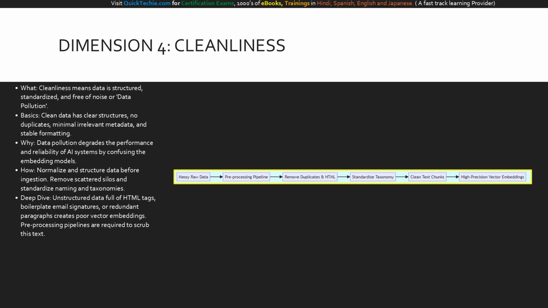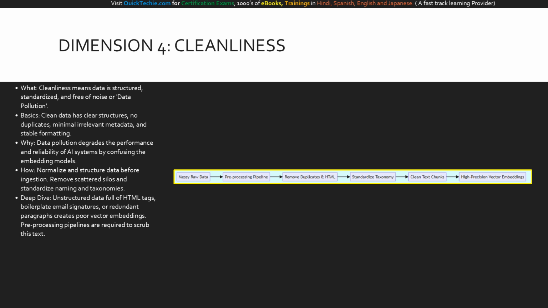Next, the data moves to standardized taxonomy, where naming conventions and metadata are aligned to enterprise rules. This results in clean text chunks. Because these chunks are pure, focused information, they generate high-precision vector embeddings in the final step.